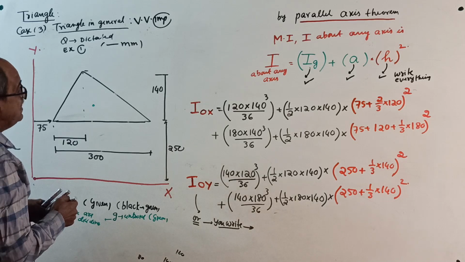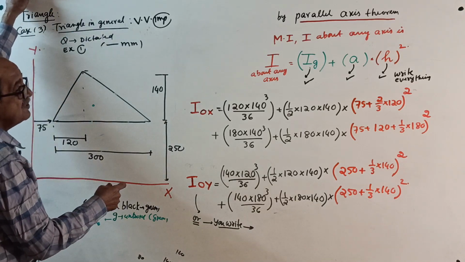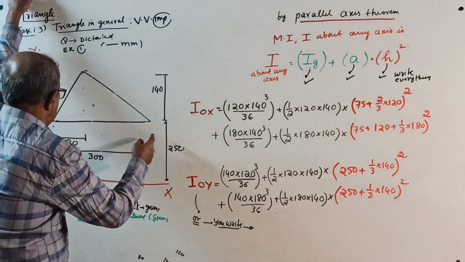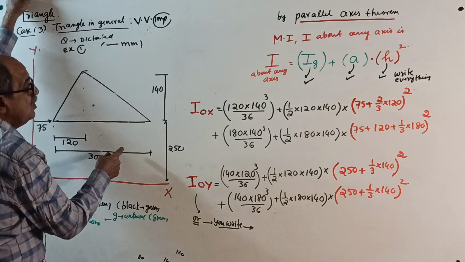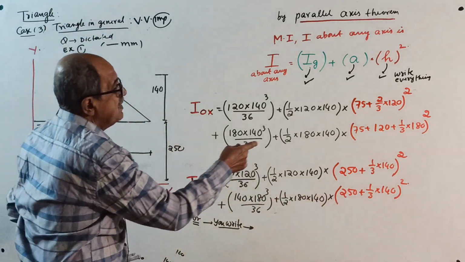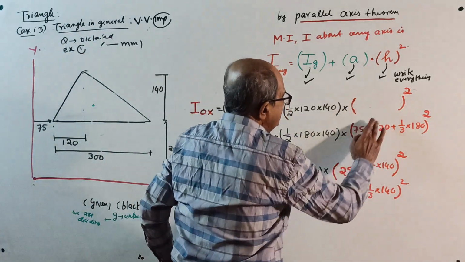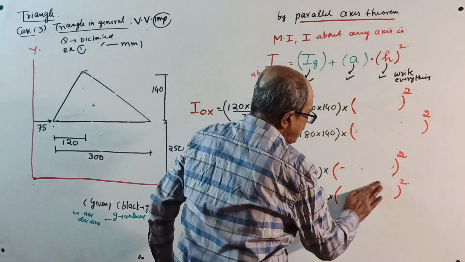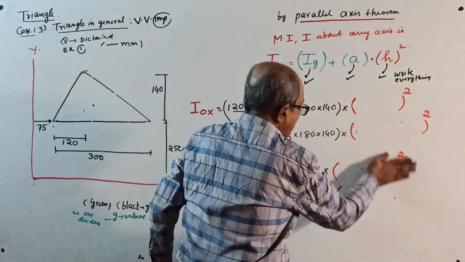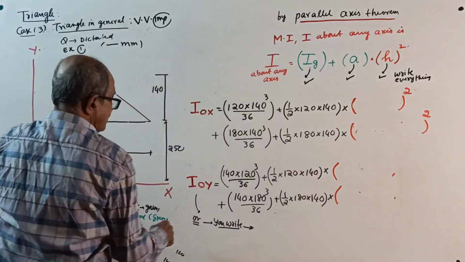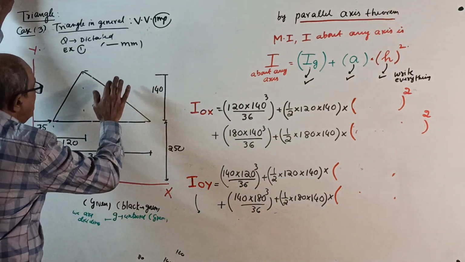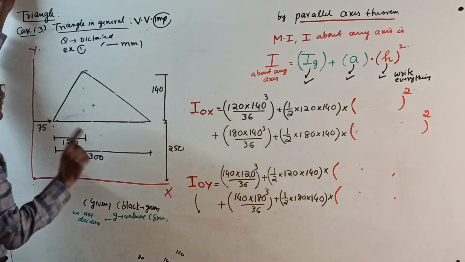Oh, I think I interchanged here. I about OX, 75, oh, fully, I don't know why it happened. 120 into 140 cube. Oh, see, this number is wrong. Again, same thing happened. When I was writing here, I thought I was writing I about the other one. Okay, no problem, I will explain once again. Don't worry. Now, but when we want I about YY, there is a problem.